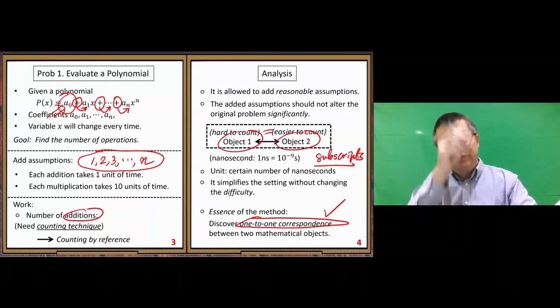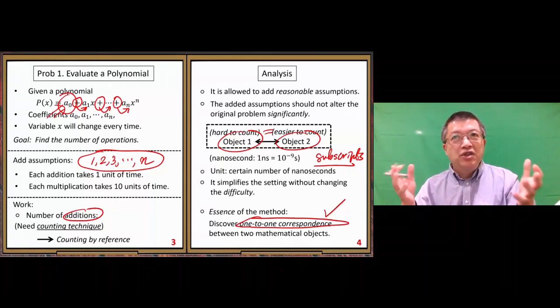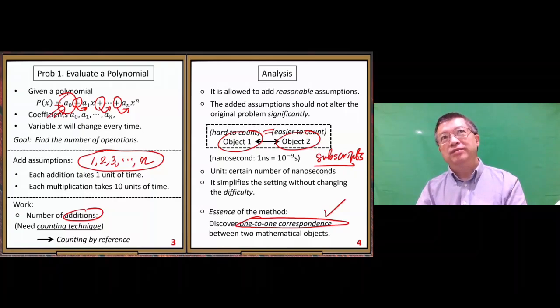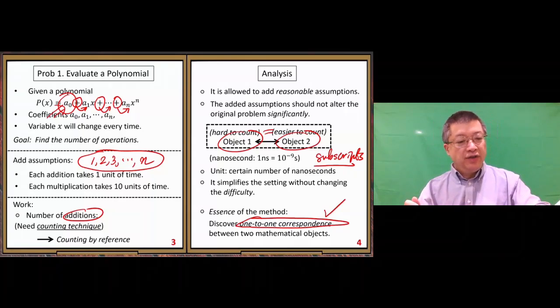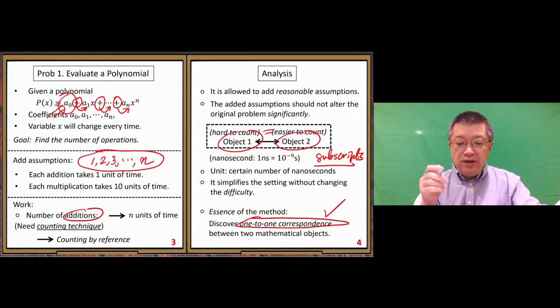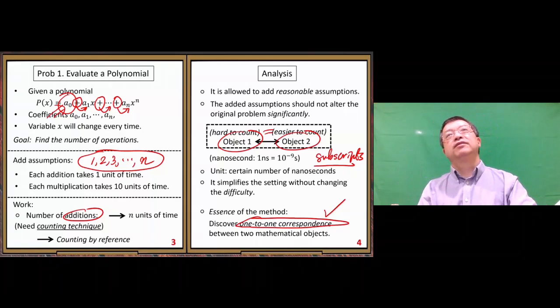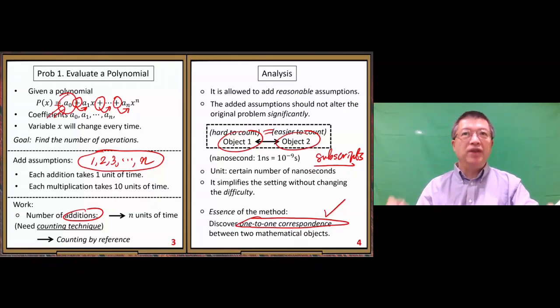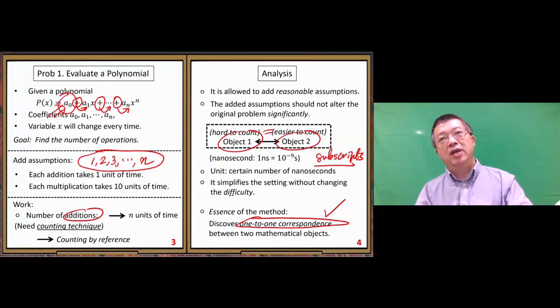That's the smart way. Remember, I mentioned the smart way. Here, you can feel it. What do I mean by the smart way? This is the smart way. So we find the answer: the number of additions is n units of time. All right. So we complete this part, 8.3.